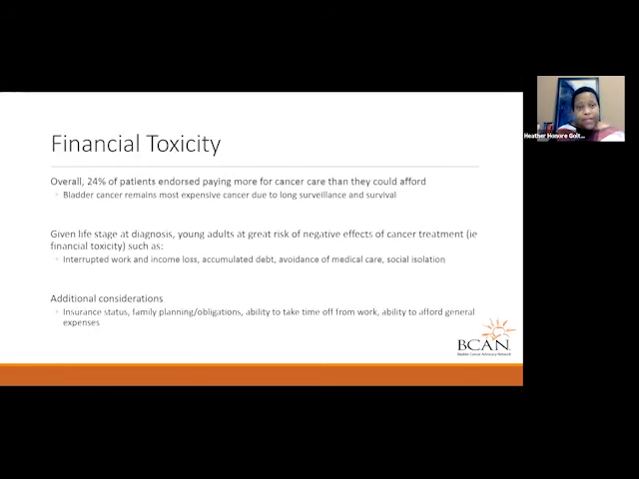So we know from research for many years that bladder cancer treatment and surveillance is incredibly expensive. It's the most expensive cancer per patient. In one study, over 24% of patients endorsed paying more for cancer care than they can afford. I'm a social worker. I know down here in Texas that people routinely take out mortgages or loans to get their cancer care. And so bladder cancer can be very toxic in terms of one's finances, one's prospects of retiring, one's financial future, and that of the family.